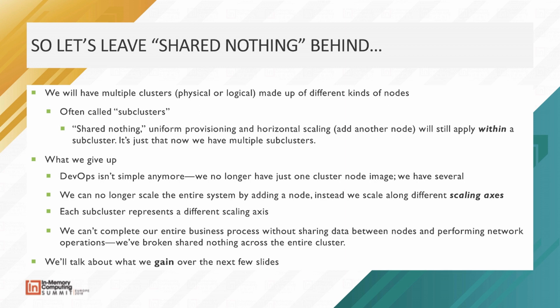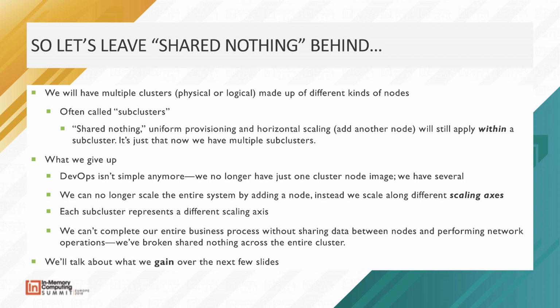And I'm going to be very upfront with you before I even talk about what we gain, which is down here at the bottom, about what we give up. DevOps isn't simple anymore. We don't just have one cluster node image to provision and send out. We have several. We can no longer scale the entire system by adding one node. Instead, we scale along different scaling axes. Each subcluster generally represents a different scaling axis. And we can't complete our business process without sharing data between nodes and performing network operations. Data has to move for us to complete our tasks. And so in that sense, we've broken shared nothing across the entire cluster.